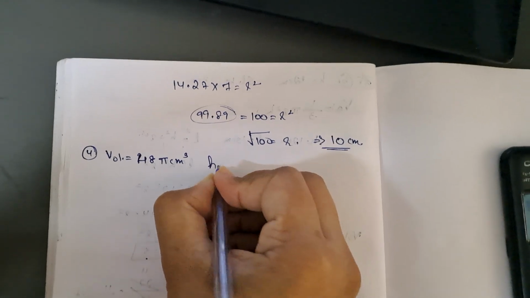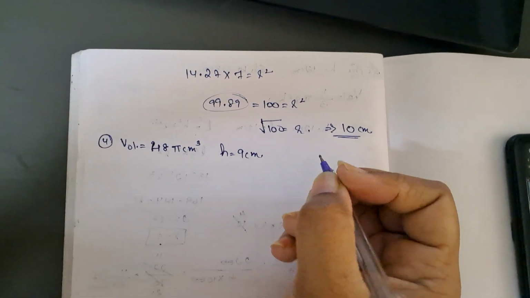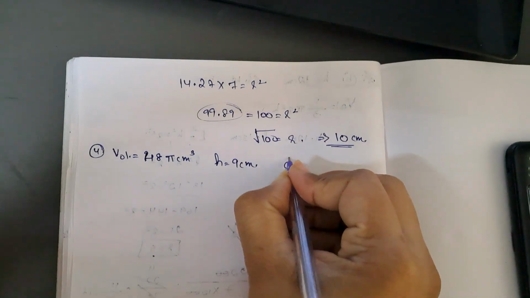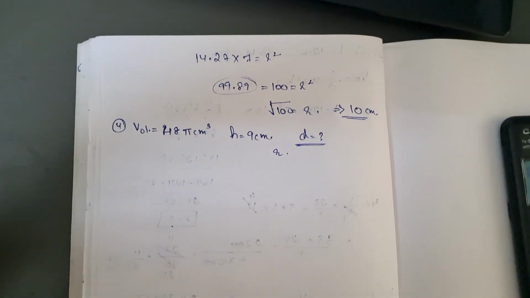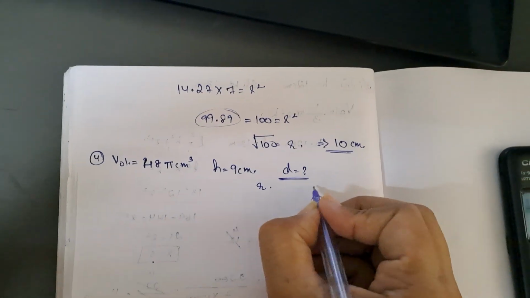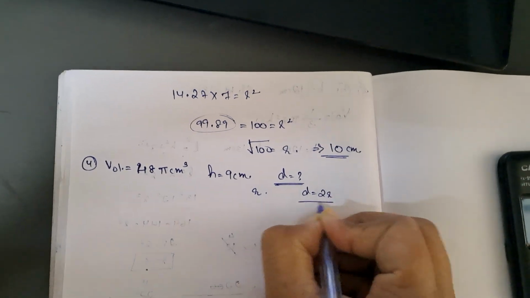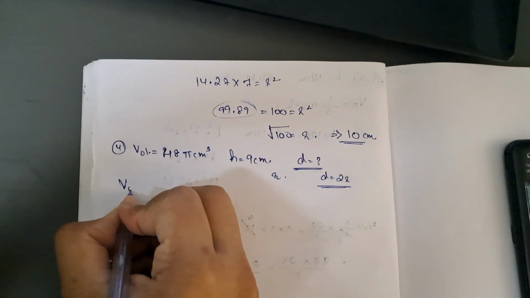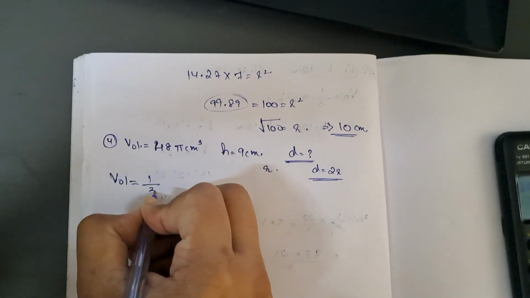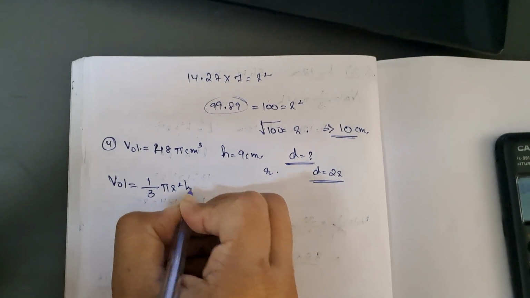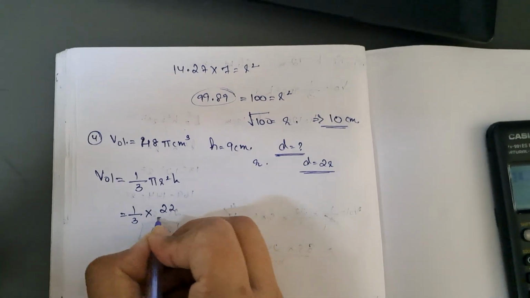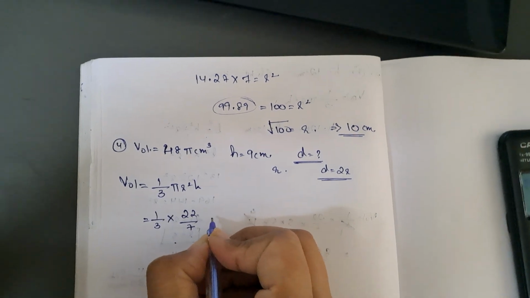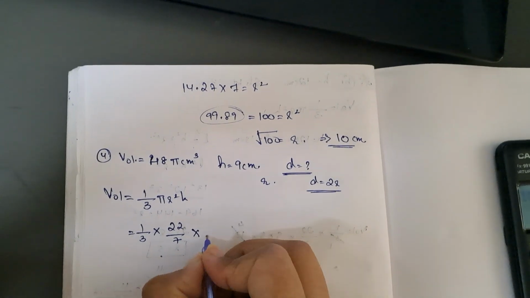Okay, the height is given to me as 9 centimeters. Find the diameter of the base. So diameter, how do I find it? First I need to find the radius, then I'm going to double it and I'm going to find the diameter. Diameter is equal to 2 times of r, as I know. So here volume is equal to 1 by 3 pi r square h. So I have 1 by 3 in here. Pi is 22 upon 7. R value, I don't know.